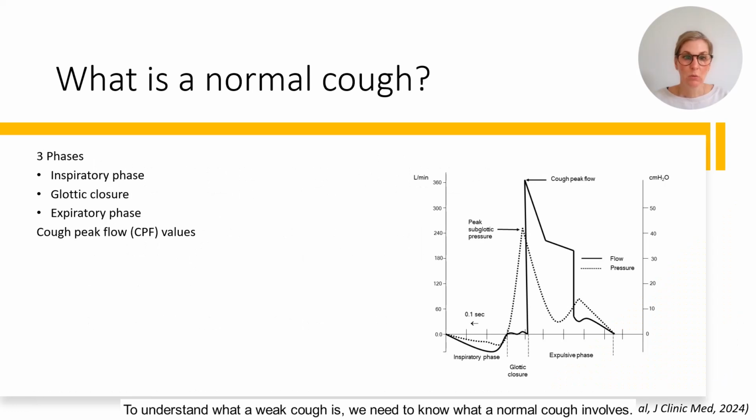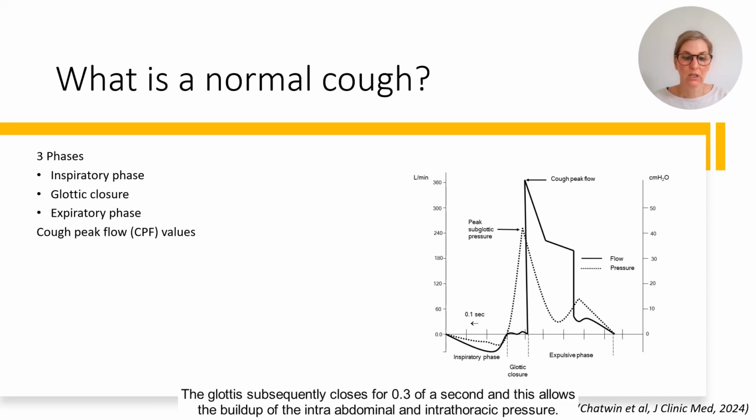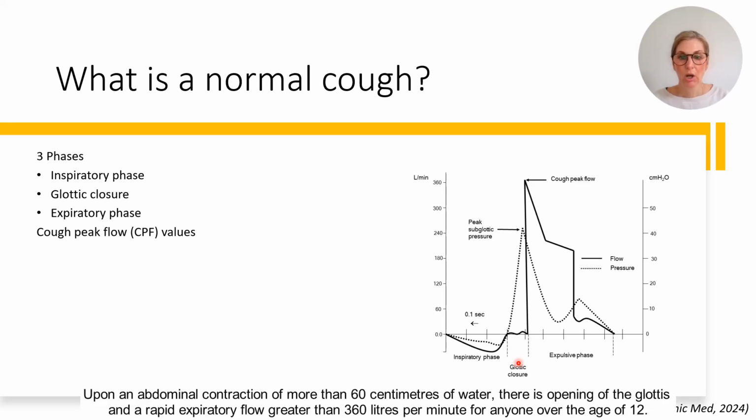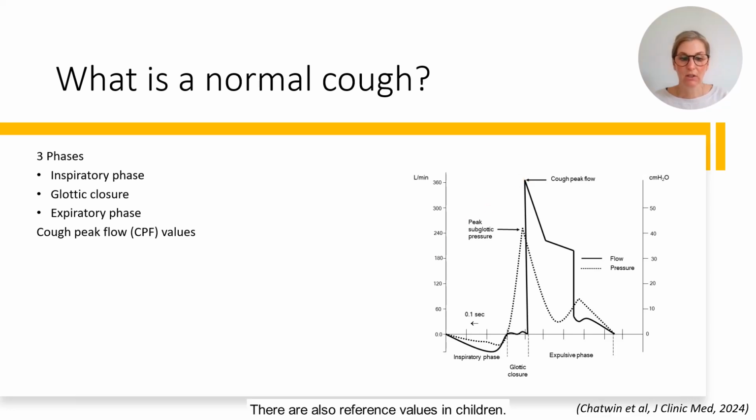To understand what a weak cough is, we need to know what a normal cough involves. Firstly, this involves a deep breath in of up to 80% of the total lung capacity. The glottis subsequently closes for 0.3 of a second, and this allows a build-up of the intra-abdominal and intrathoracic pressure. Upon an abdominal contraction of more than 60 centimetres of water, there is opening of the glottis and a rapid expiratory flow greater than 360 litres per minute for anyone over the age of 12, and there are also reference values in children.